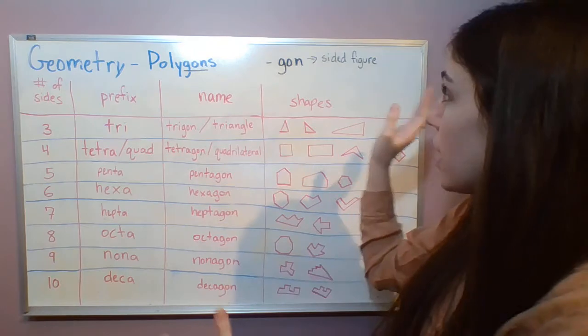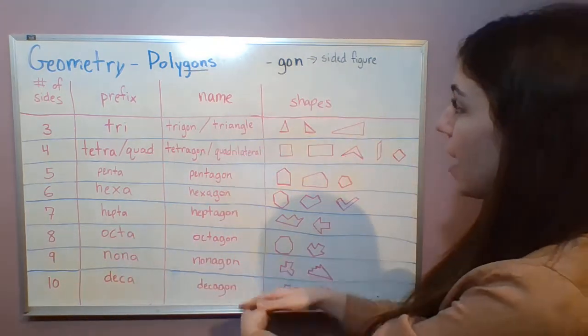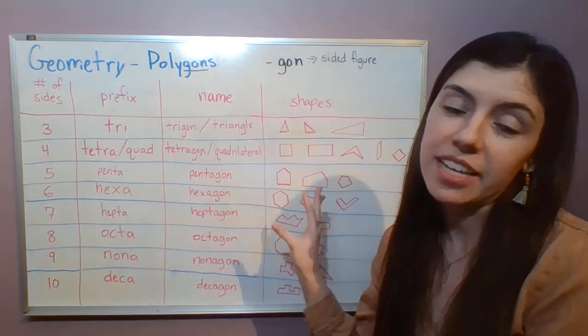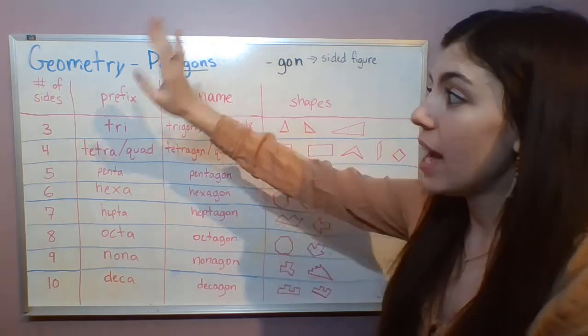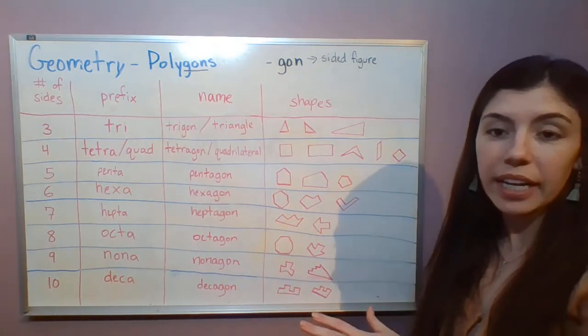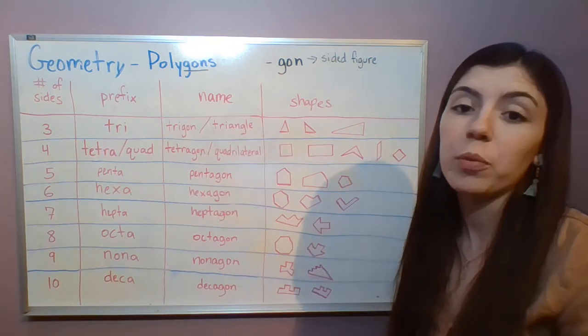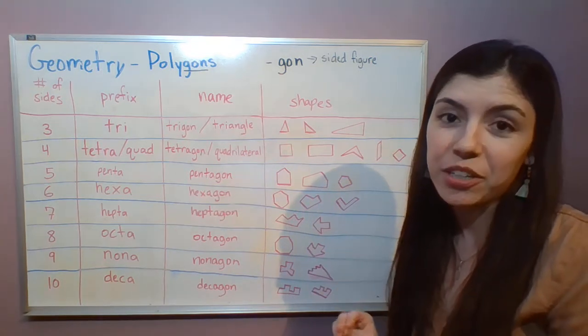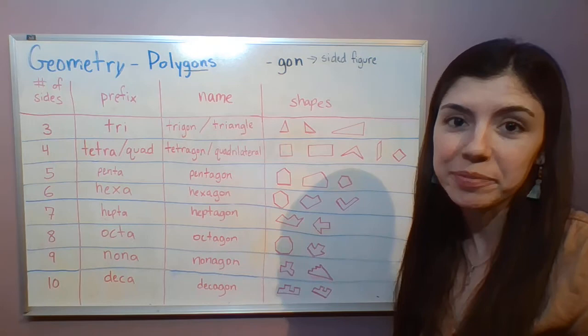So the prefix plus the gon is going to make our name, and then we have our shapes all the way in this right-hand column. So go ahead and make your columns. I'm going to move out of the way. You can pause right here if you want to go ahead and do this, or if you want to come back to this screen and take your notes at the end. It is completely up to you.